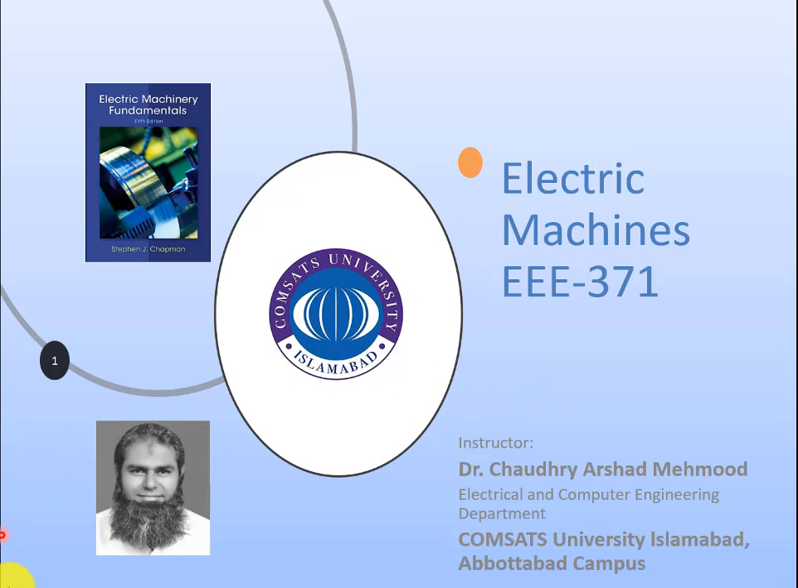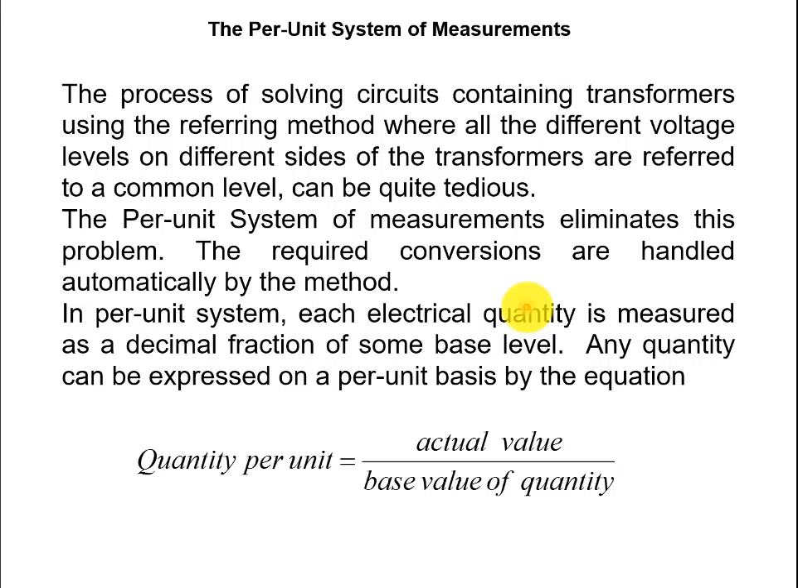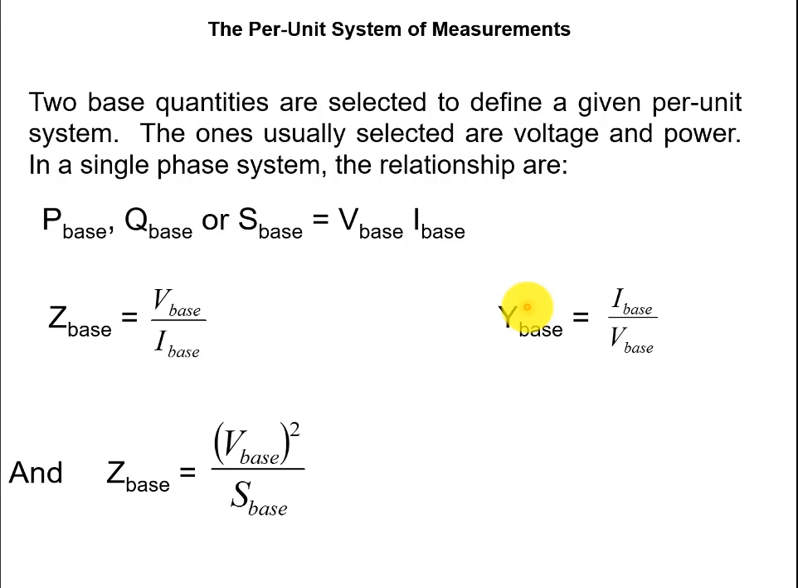In the previous video, we have seen the per unit system of measurements, where we define the quantity per unit as equal to the actual value divided by its base value. We have defined certain base values: P base, Q base, S base, where S base equals V base times I base. Similarly, Z base is equal to V base over I base, Y base is equal to I base over V base, and Z base is V base squared over S base. Based on these base values, we can find the per unit quantity.